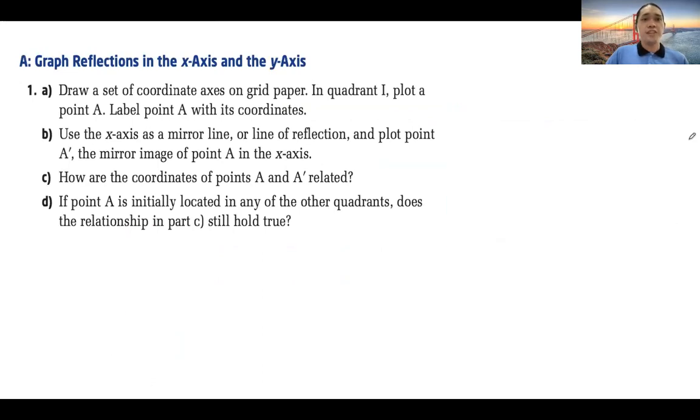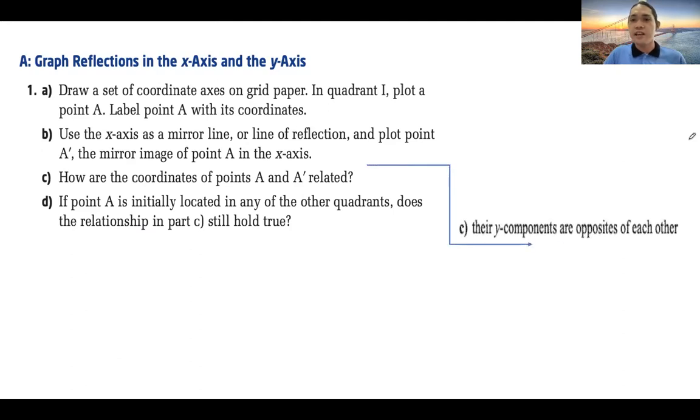Draw a set of coordinate axes on grid paper in quadrant 1. Plot a point A, labeled with its coordinates. Use the x-axis as a mirror line, or line of reflection, and plot point A prime, the mirror image of point A in the x-axis. Their y components are opposites of each other. If you do this investigate activity, you will find out in letter C how the coordinates of points A and A prime are related. You'll be able to identify that their y components are opposites of each other.